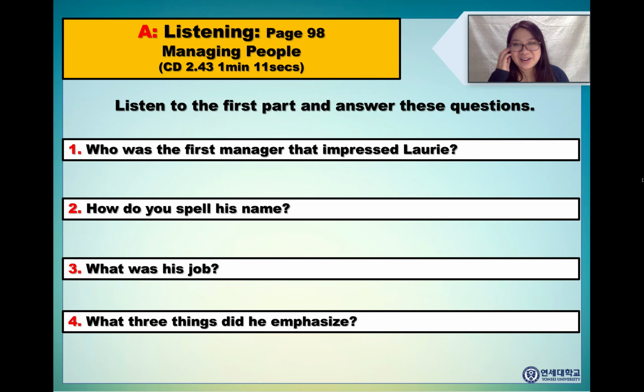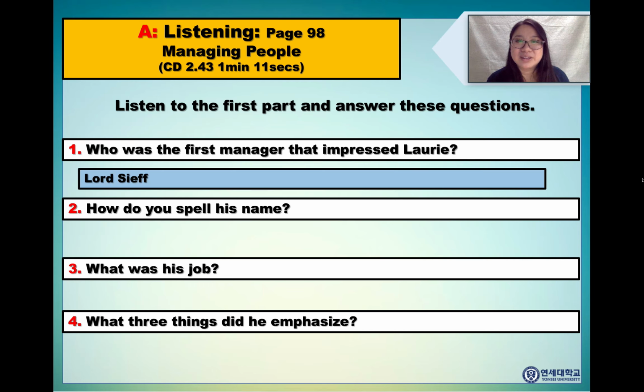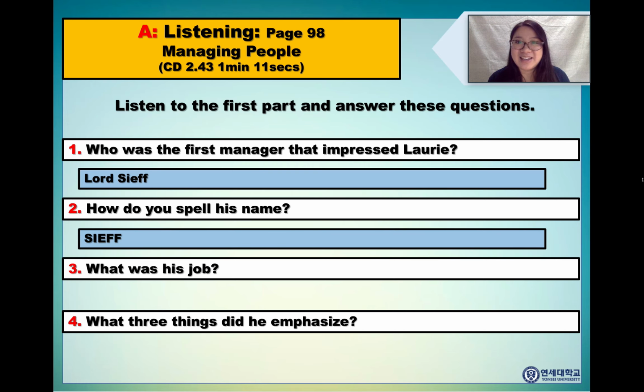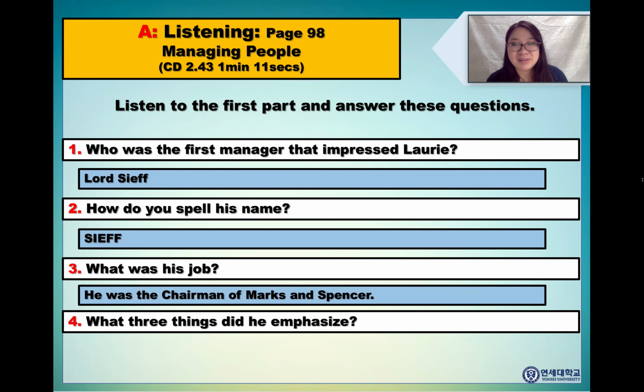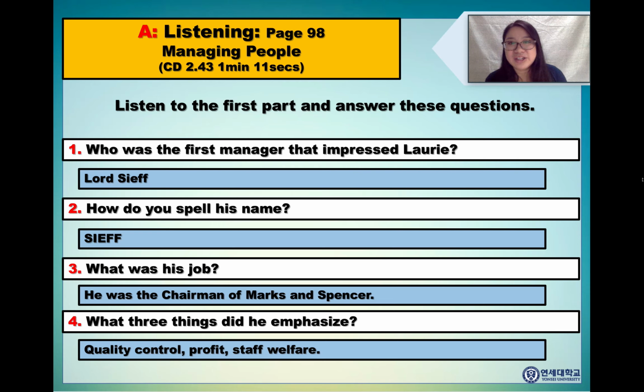Let's check our answers. Number 1, who was the first manager that impressed Lori? Lord Sieff. Number 2, how do you spell his name? S-I-E-F-F. Number 3, what was his job? He was the chairman of Marks & Spencer. And 4, what 3 things did he emphasize? Quality control, profit, and staff welfare.